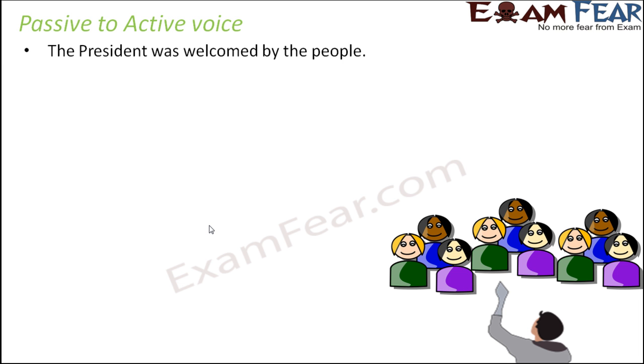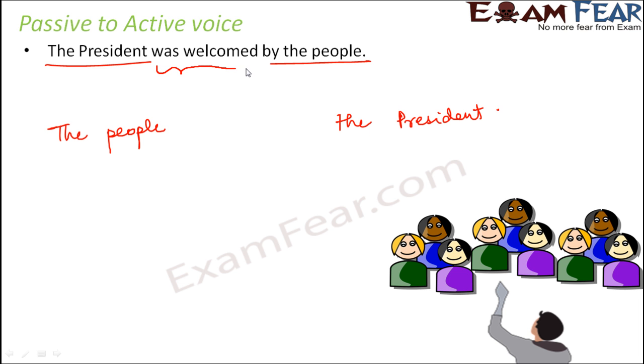One more example. The president was welcomed by the people. So here first, let's interchange these two: the people, the president. Now, was welcomed. Again, was means it is past tense, so you have to use the second form of the verb, which is welcomed. Welcome, welcomed, welcomed. So the people welcomed the president.